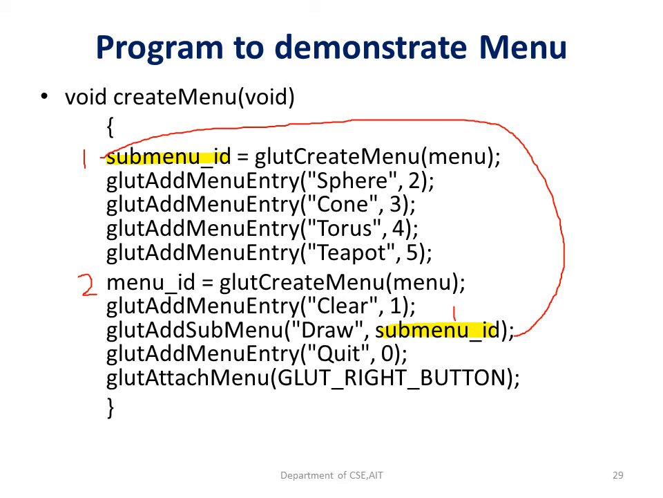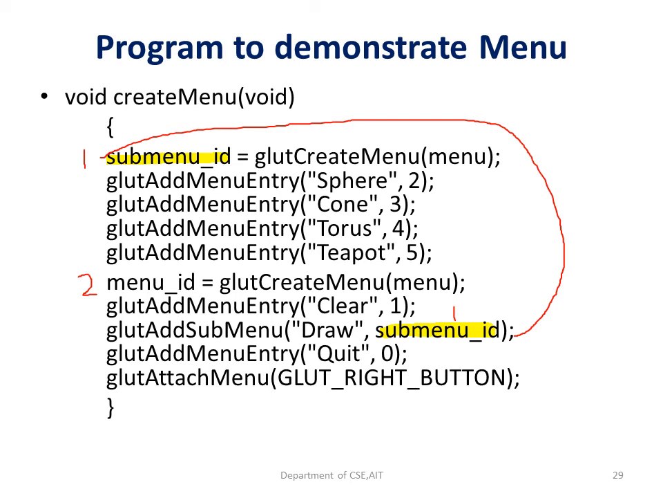And in the second one, that means when I want to create a submenu, you can see here I am using an API called glutAddSubMenu. That means for this choice, draw, I want one menu. So in this case, what is going to happen is that the main menu is clear, draw and quit, and draw is having another submenu. The draw submenu contents are the sphere, cone, torus and teapot. So we can look at the arrangement of the APIs here.